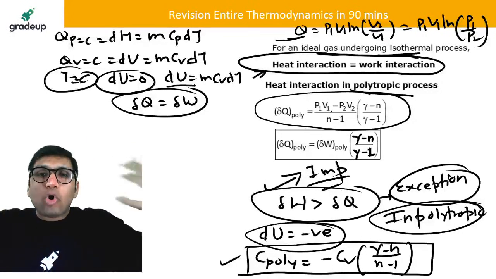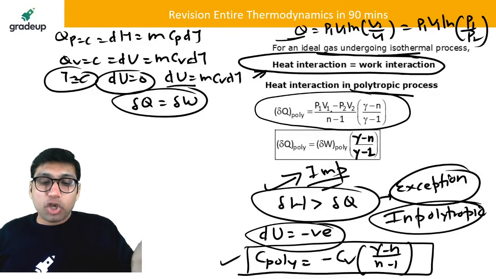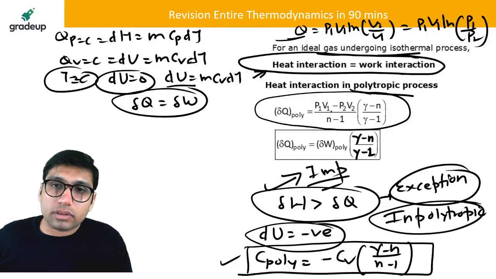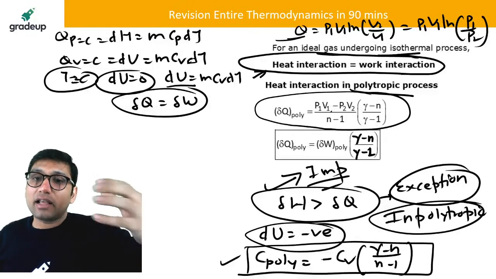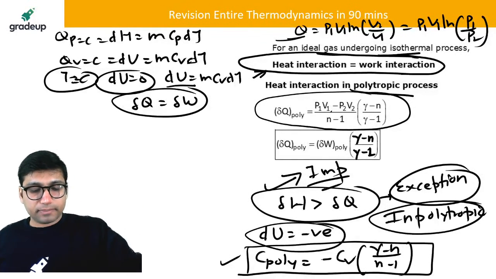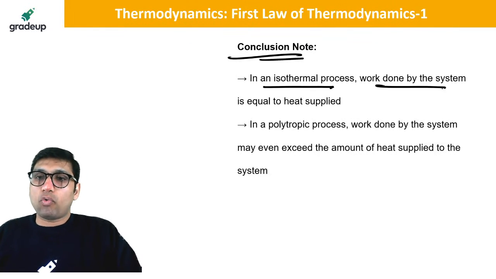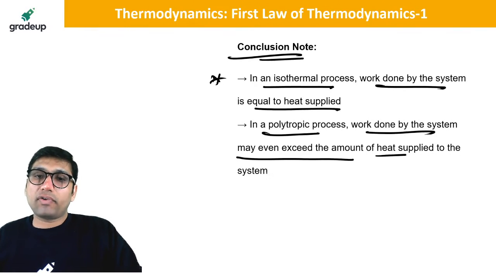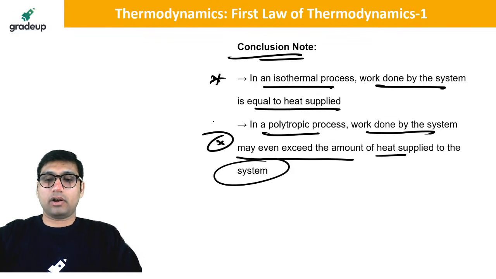So how are you getting more work in polytropic process? By consuming your internal energy. Your internal energy will decrease to give work in polytropic process, because you require more work than the heat given. So the conclusion is, in isothermal process, work done by system is equal to heat supplied. That is very important. And in polytropic process, work done by system exceeds the amount of heat supplied to the system. So these are the two important relations that you have to remember.